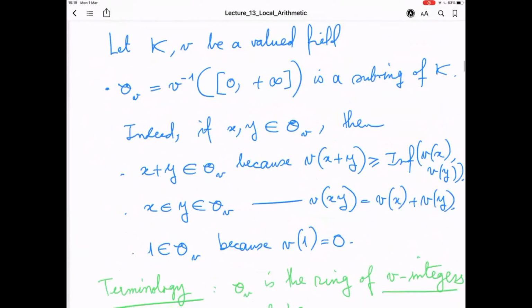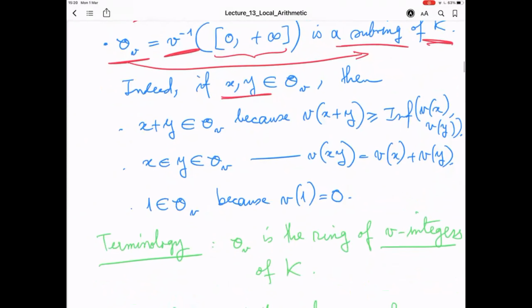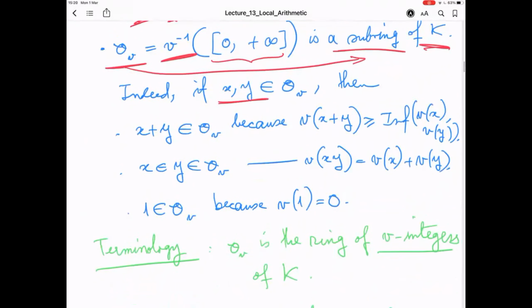Okay, fine. So let's take a valued field, which is just a field K with a valuation V on that field. Then we have this subset O sub V, which is the inverse image of the subset from 0 to plus infinity. So this is in fact a subring. O_V is a subring of K. Why is it a subring? If I take two elements, I have to show that the sum and the product are in the same subset.